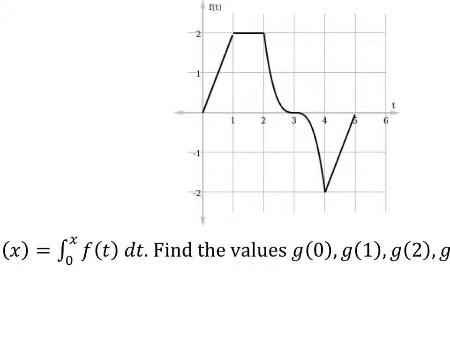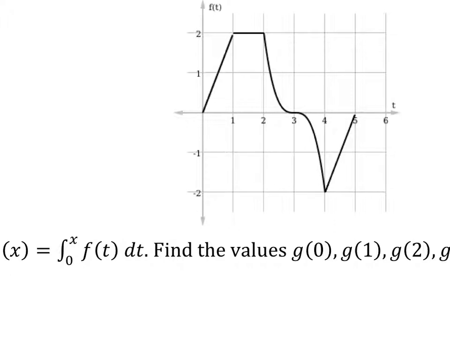Area under the curve. So g of x is equal to the area underneath the curve f of t from 0 to whatever x is. Basically, g starts from here and then it's accumulating all the area underneath the curve.